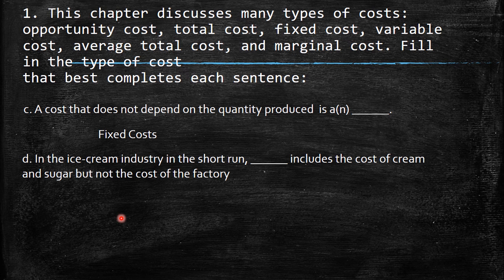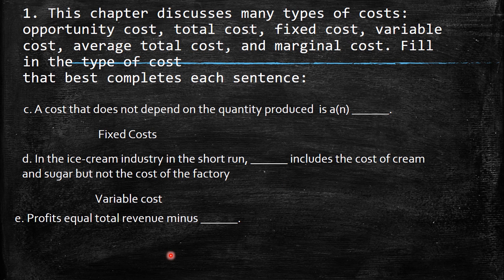Then, in the ice cream industry, in the short run, the cost includes the cost of cream and sugar, but not the cost of the factory. Remember, what is the difference between short and long run? It's not only the time frame, but that in the long run all the costs are variable, and in the short run we have fixed costs. So the variable cost includes just the cost of the cream and sugar, but not the cost of the factory. That is what happens only in the long run.